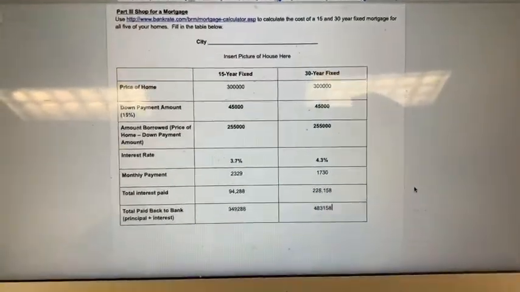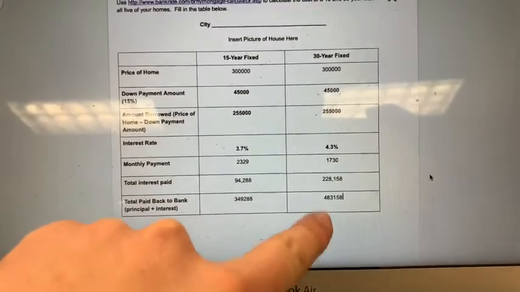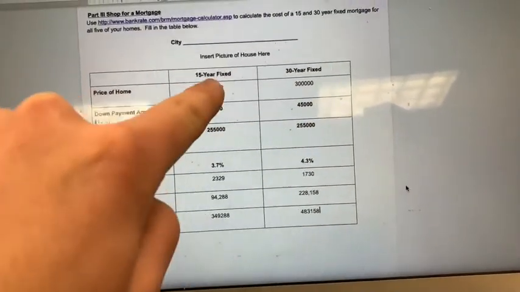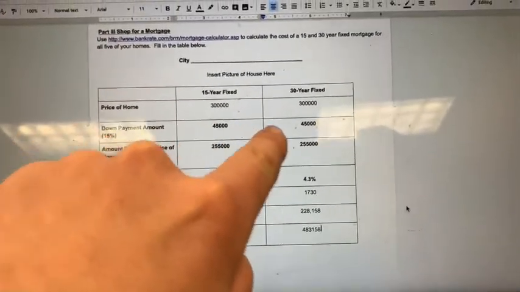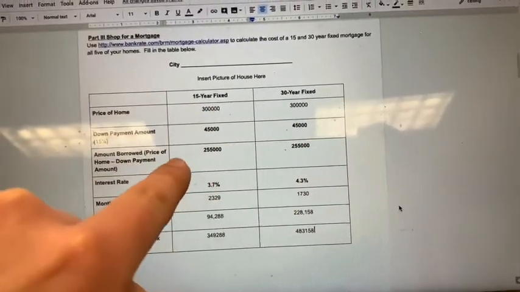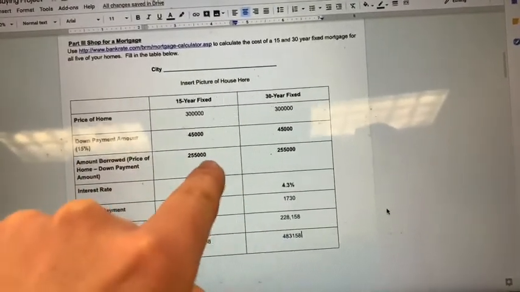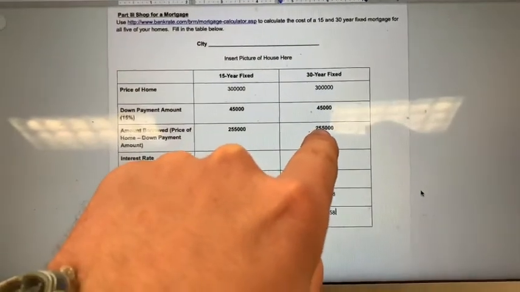Now that you've done the breakdown of the 15-year mortgage compared to the 30-year mortgage, these first three boxes should be the same: the price of your home, the down payment, which is 0.15 times the price of your home, 15%. Then you subtract the down payment from the price, and that's how much your principal is. That's how much you need to borrow from the bank.